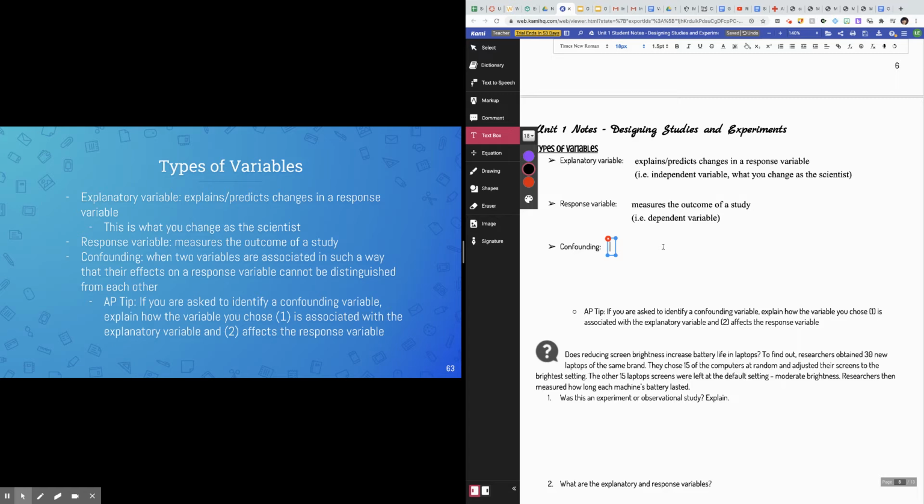Okay, so I'm going to write out the definition and then I'll explain in more detail what it is. Confounding occurs when two variables are associated in such a way that their effects on a response variable cannot be distinguished from each other. Okay, so here's really what I mean by that.